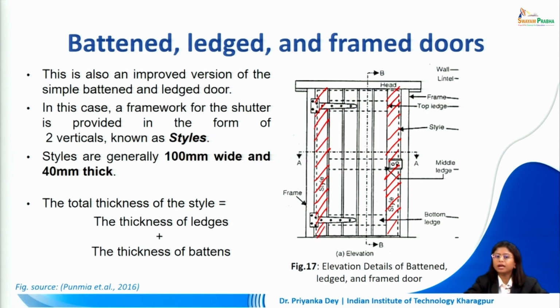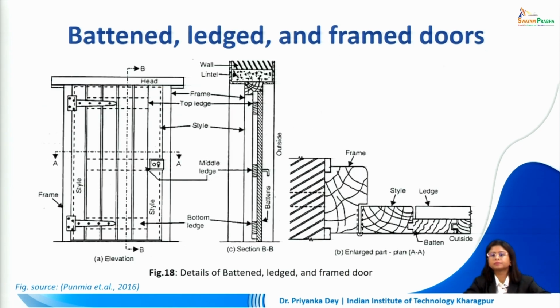Stiles are generally 100 mm wide and 40 mm thick, and the total thickness of the stile should be such that it includes the thickness of the ledges as well as the thickness of the battens. So, if we see in the cross section, to the frame we fix the stile, this is forming the sides, and to this we have the batten and the ledges. So, that means the width of the stile should be inclusive of the width of the batten and ledge both together.